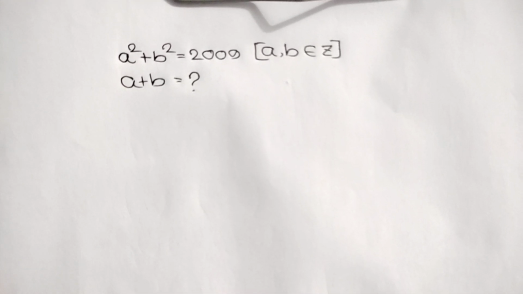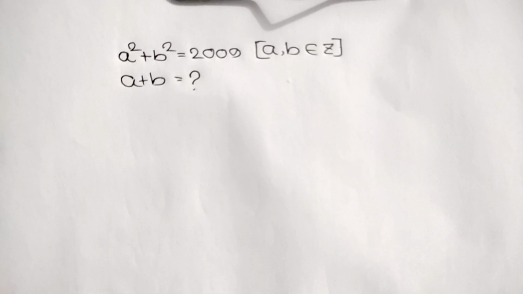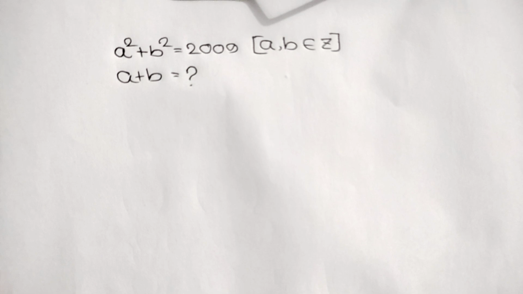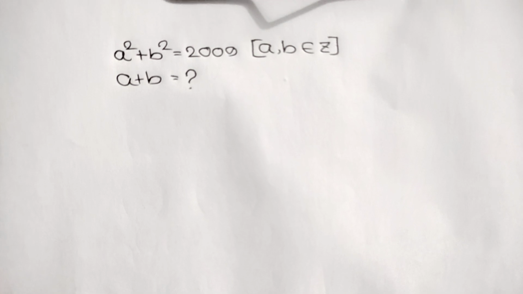Hi everyone, in this video I am going to show how to find the value of a plus b where a square plus b square is equal to 2009 and a, b are integers.